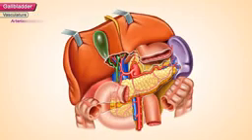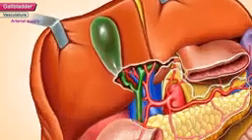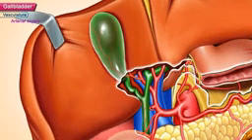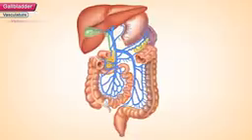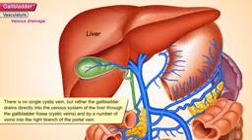Vasculature. Arterial supply. The gallbladder is supplied by the cystic artery, a branch of the right hepatic artery, behind the common bile duct. Venous drainage. There is no single cystic vein, but rather the gallbladder drains directly into the venous system of the liver through the gallbladder fossa or cystic veins and by a number of veins into the right branch of the portal vein.